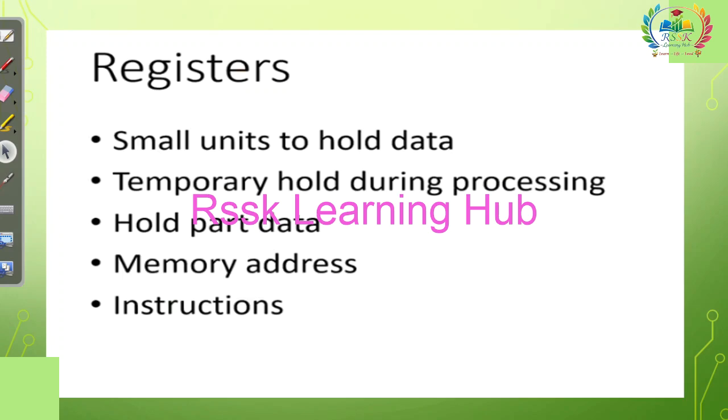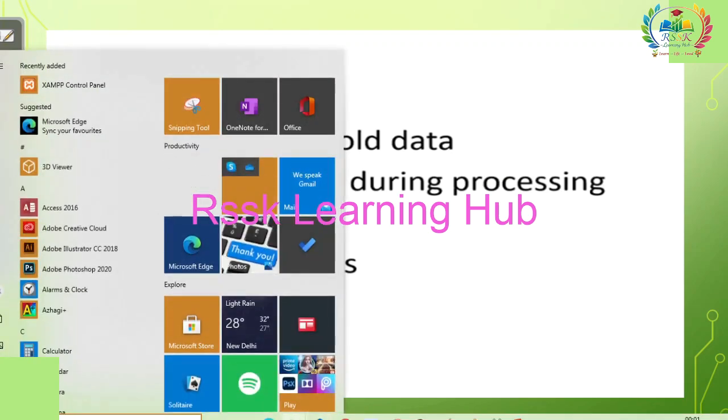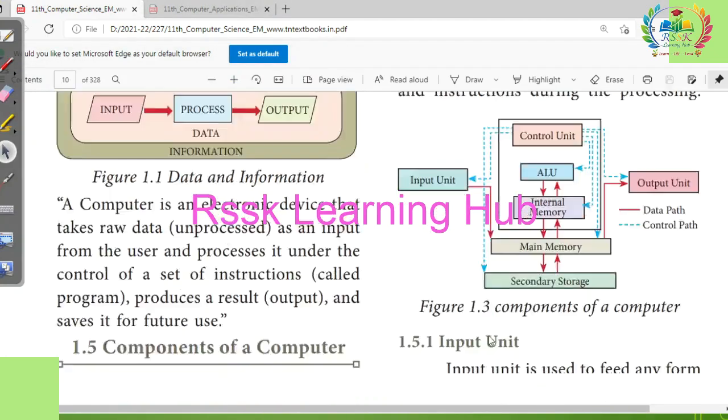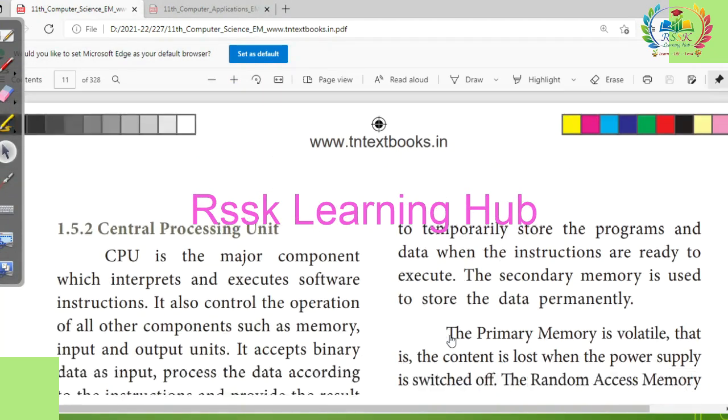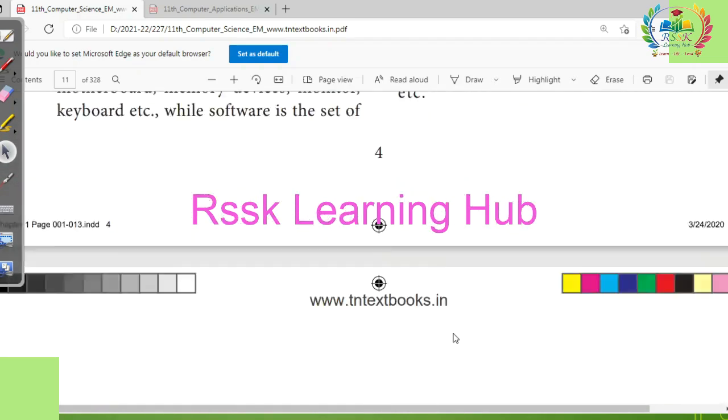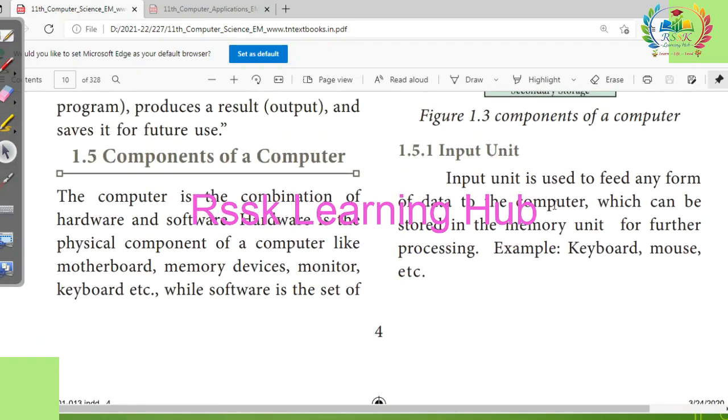So first we will see about input device. What is your input device? Your keyboard is one of your input devices, right? So input device means what? It is used to feed any information or data to the computer, which can be stored in your memory for further processing. For example, keyboard and mouse. Okay, these are all the main input devices.